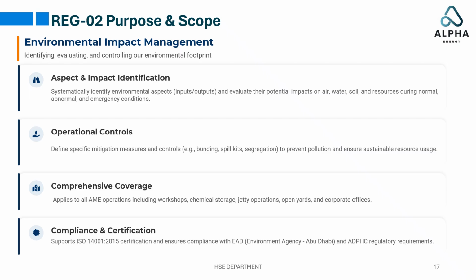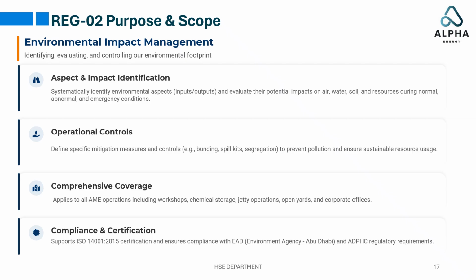The Reg 02 Environmental Impact Aspect Register is designed to support effective environmental impact management by identifying, evaluating, and controlling the organization's environmental footprint. It focuses on aspect and impact identification, where environmental aspects such as inputs and outputs from activities are systematically identified and their potential impacts on air, water, soil, and natural resources are evaluated under normal, abnormal, and emergency conditions. The register also establishes operational controls, defining specific mitigation measures such as bunding, spill kits, and waste segregation to prevent pollution and promote sustainable resource use.